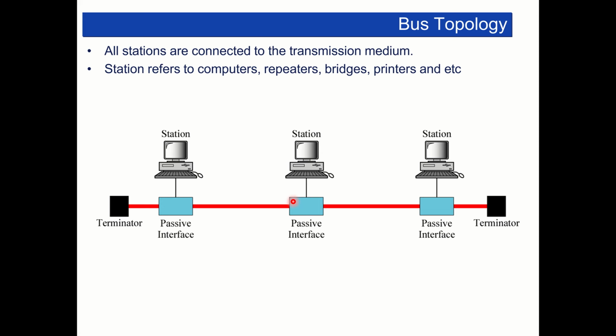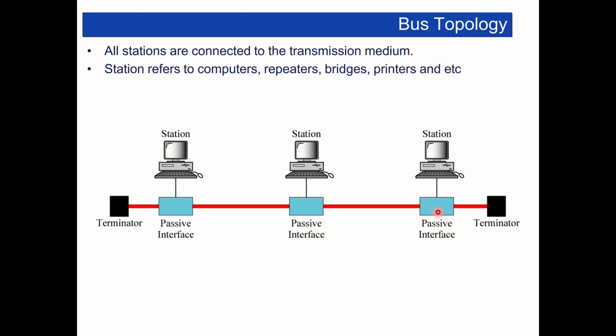So under bus topology, so basically all stations are connected to the transmission medium. So station here refers to the end devices such as computers, repeaters, bridges, printers, and etc. So here, if you look into the diagram, so the figure depicts a bus topology where all devices, or all n devices, are connected to a single shared transmission medium. So this is the shared transmission medium, that is the bus.